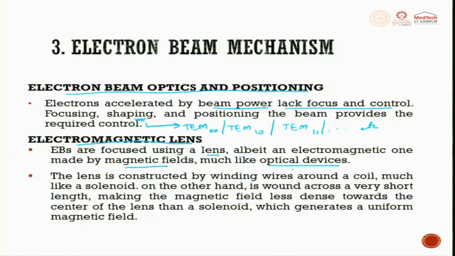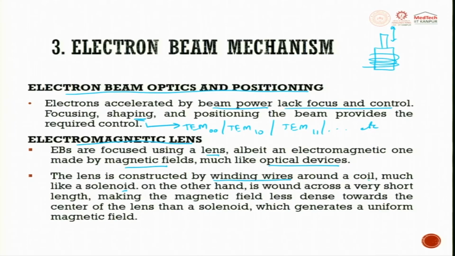In the same way here, we do not use optical devices, we use magnetic field devices. The lens is constructed by winding wire around a coil, much like a solenoid. So, what is a solenoid? You have a coil which is wound, and then you have a lever. This lever will go up and down by passing current through it, or this lever will get stiffened by passing current through it, almost the same thing.